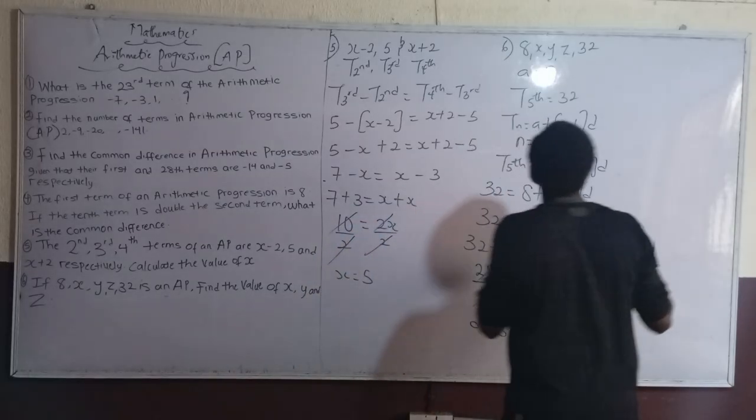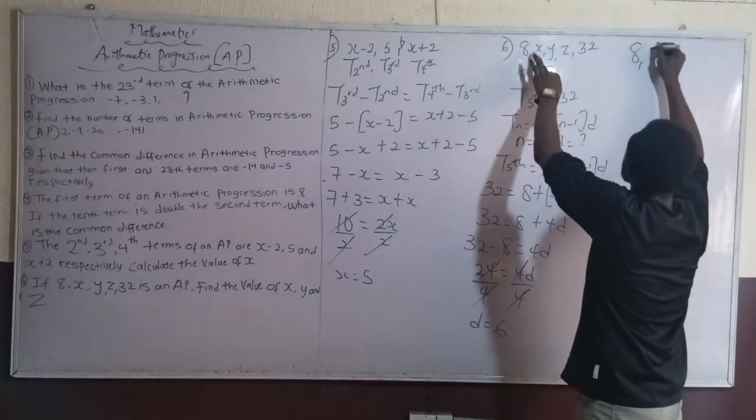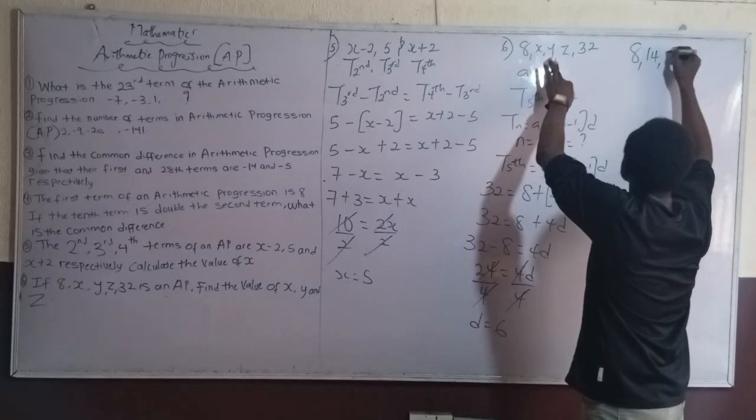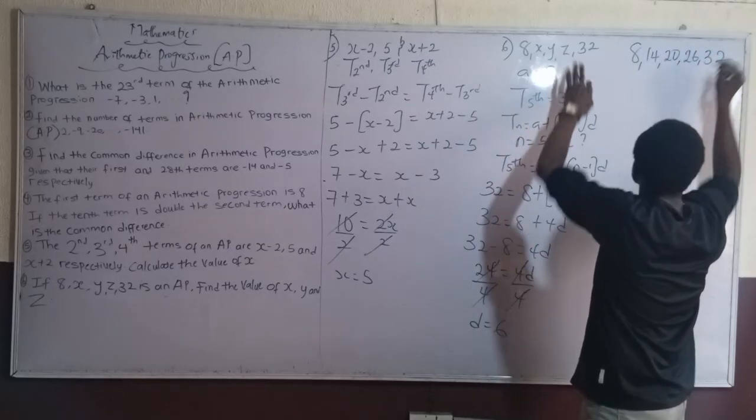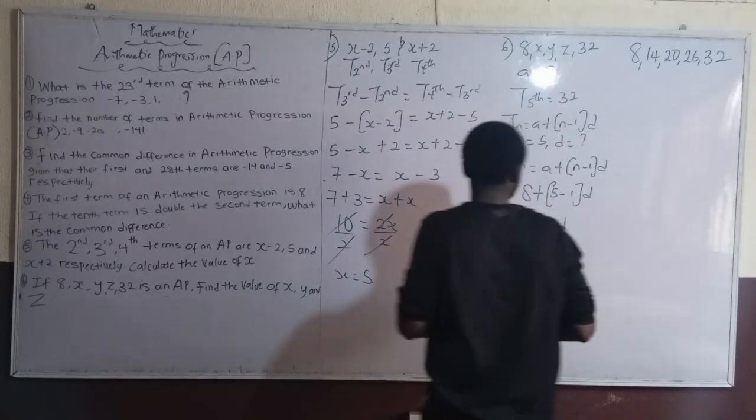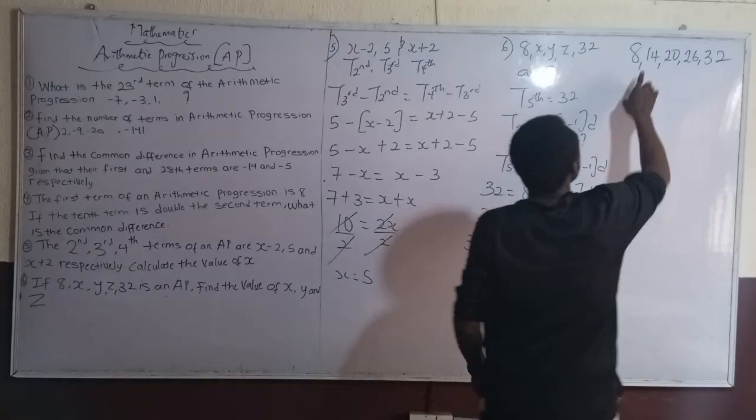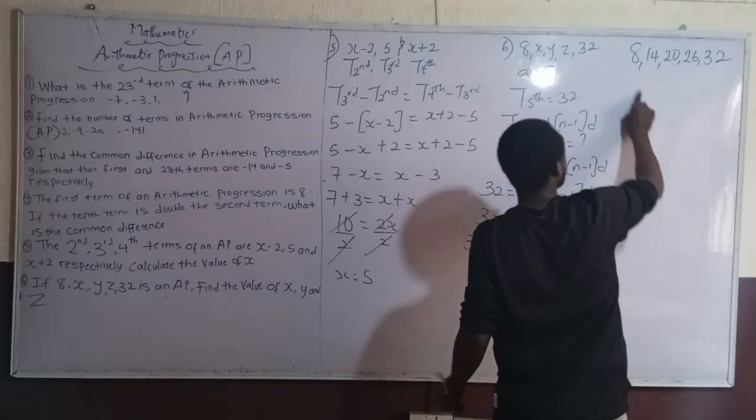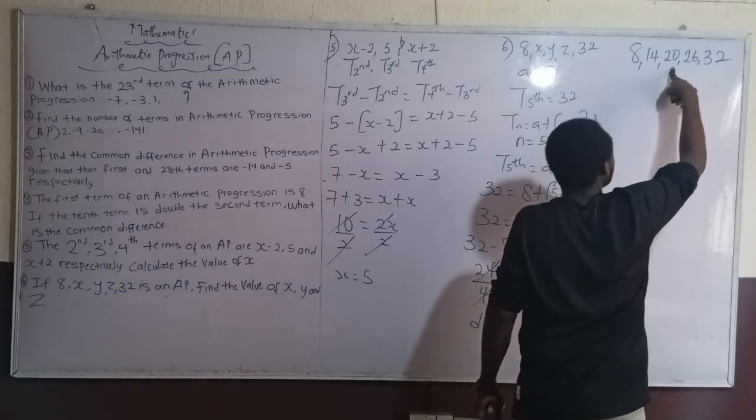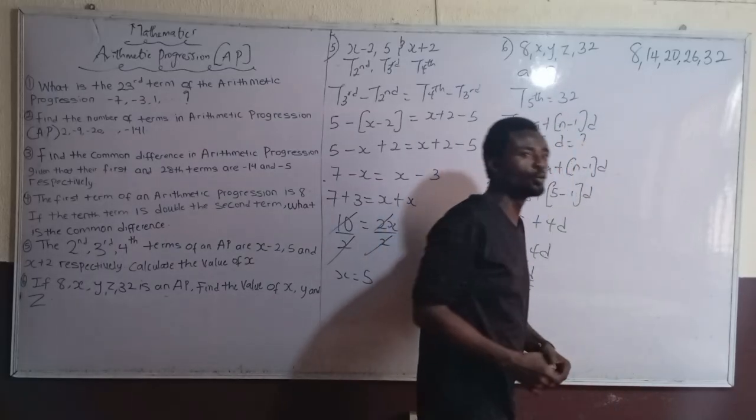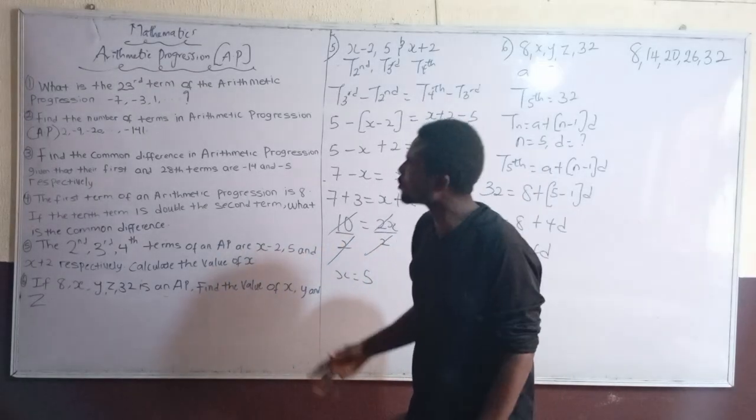6. Since the common difference is 6, if here is 8, here will be 14, here will be 20, here will be 26, and here is 32. Since the common difference is 6, the difference between each of the numbers is 6, which means that 14 minus 8 is 6, 20 minus 14 is 6, 26 minus 20 is 6, and 32 minus 26 is 6. So that is the first 5 word questions.